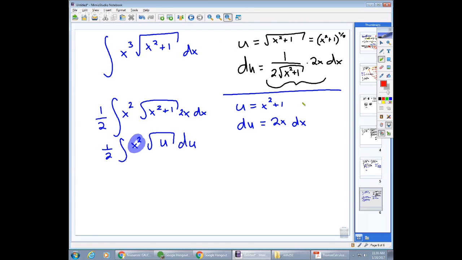Well, if I look at this guy right here, I could rewrite that and say, if I take the 1 to the other side, then x squared is equal to u minus 1. So I could try putting that here and see what happens. So that would be a u minus 1 times the square root of u du. We still got the 1/2 out front. And this isn't too bad because that's just u to the 1/2, right?